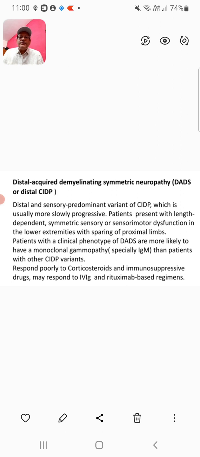One more variant is what is known as DADS, the distal and sensory predominant variant of CIDP. This is more slowly progressive with length dependent symmetric sensory or sensory motor dysfunction in the lower extremities with sparing of the proximal limbs. These patients are more likely to have a monoclonal gammopathy, especially IgM, and again they respond poorly to corticosteroids and the immunosuppressive drugs, so may require IVIG.